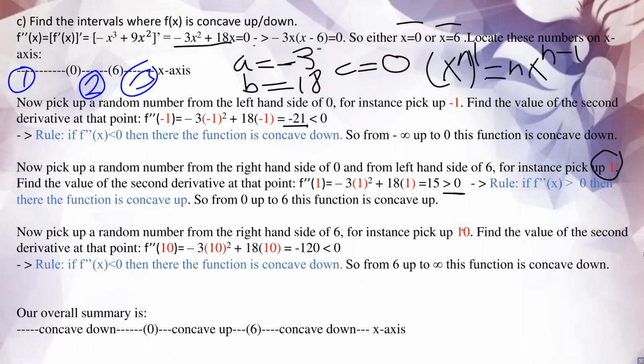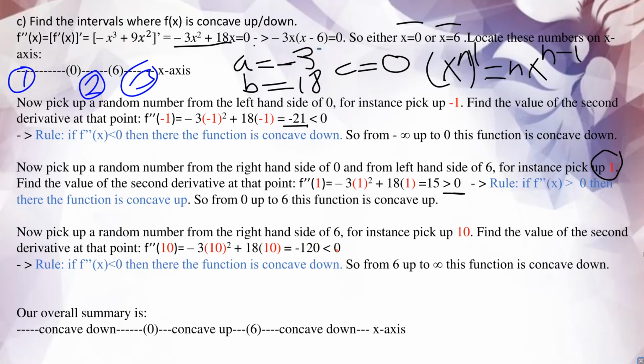If I write 10 in the expression of the second derivative, I will find minus 3 times 10 squared. There you go. Plus 18 times 10. Well, now I can make this calculation in my mind. 10 squared is 100, so 3 times 100 is 300, but there's a minus, it's minus 300. And this is 180, so if you add them up, it's minus 120. You can use your calculator, no worries.